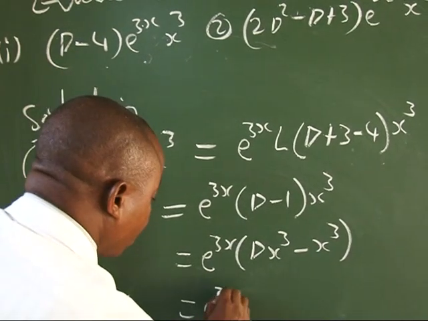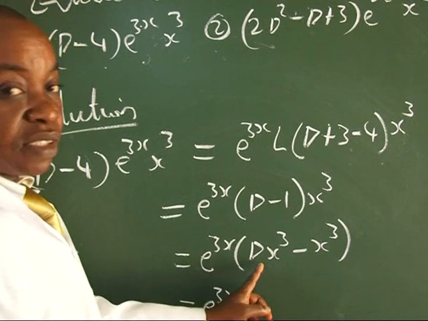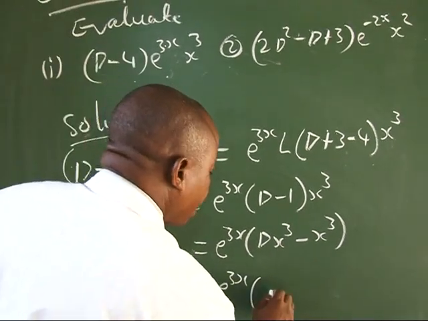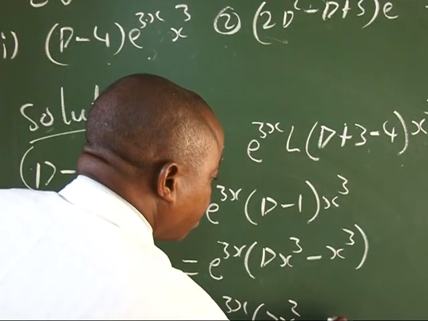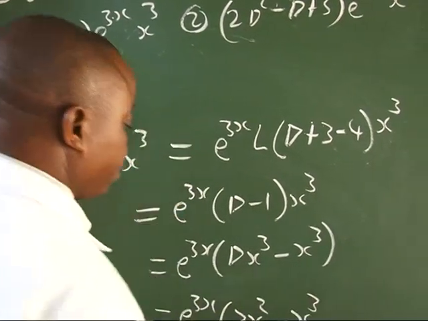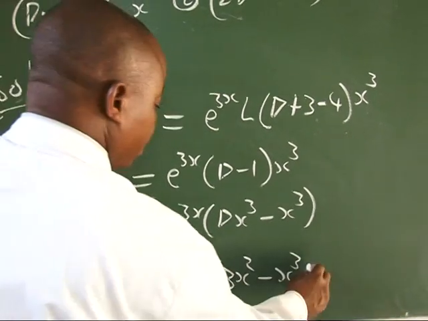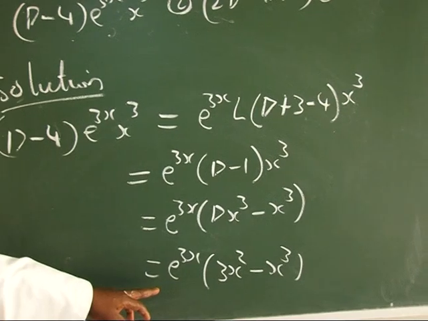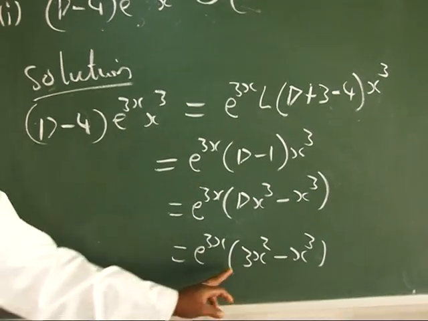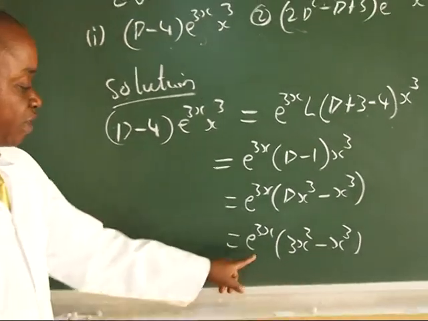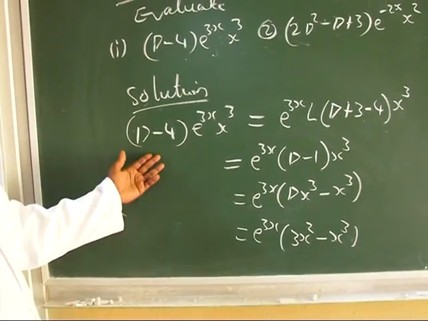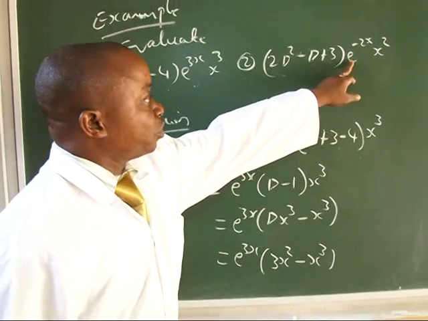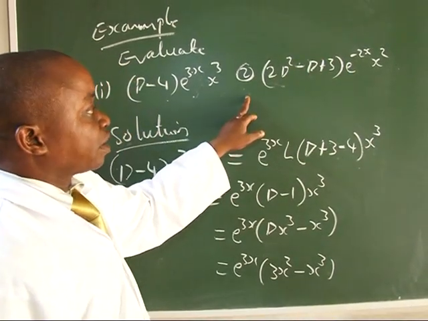That means what we have is differentiation of this. We differentiate it one time. If you do that, we'll have 3x squared minus x cubed. So now this becomes the solution, because this times this is the same thing as factoring it out. So you can see how we do it. And so this one will be the same. In this case, you take the exponential back.